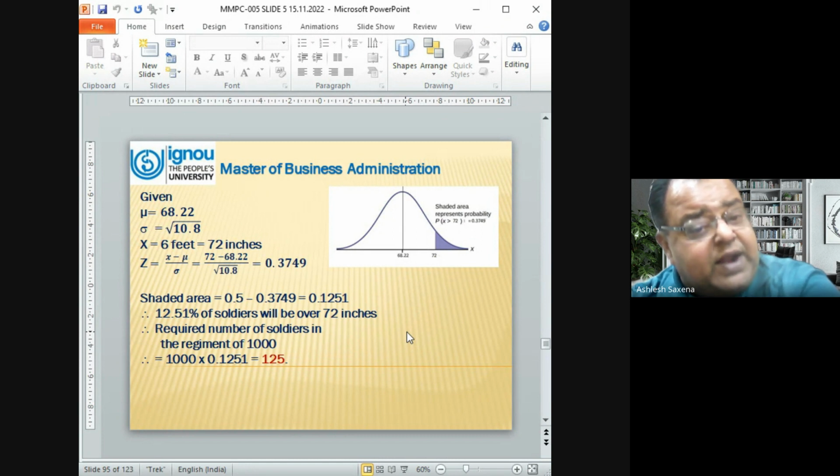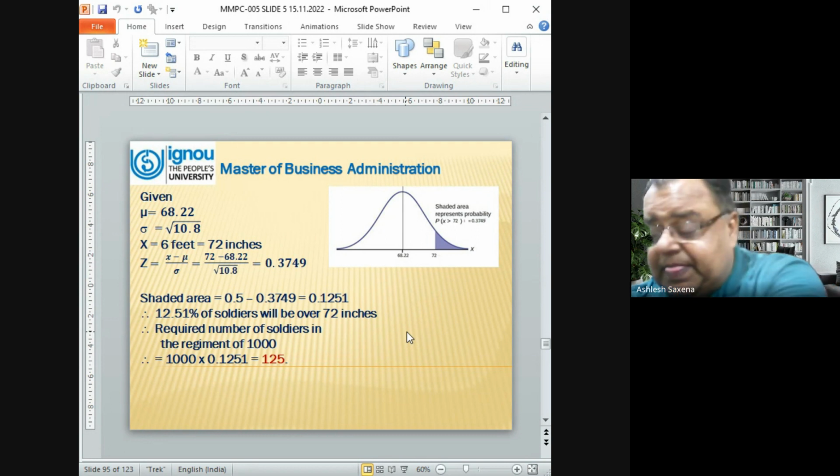Therefore, the required number of soldiers in the regiment of 1,000 will be 1,000 into 0.1251, which comes out to be 125. This is the complete answer of the problem.